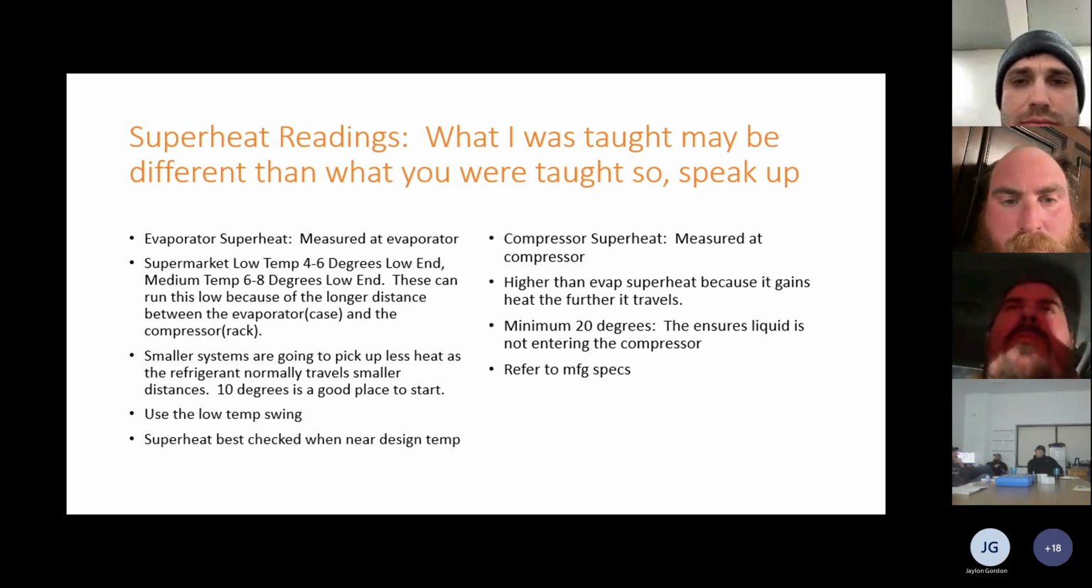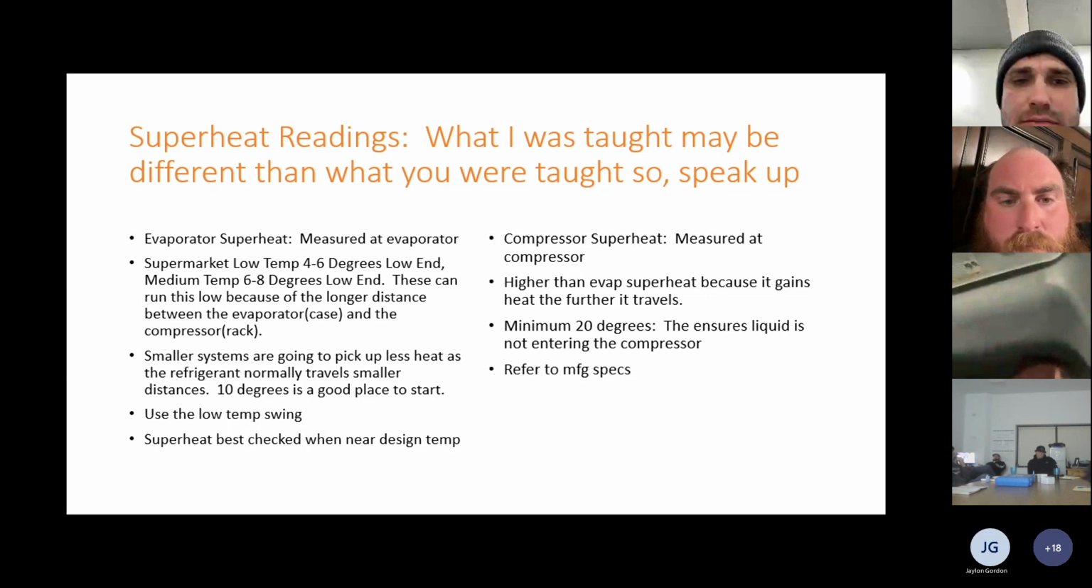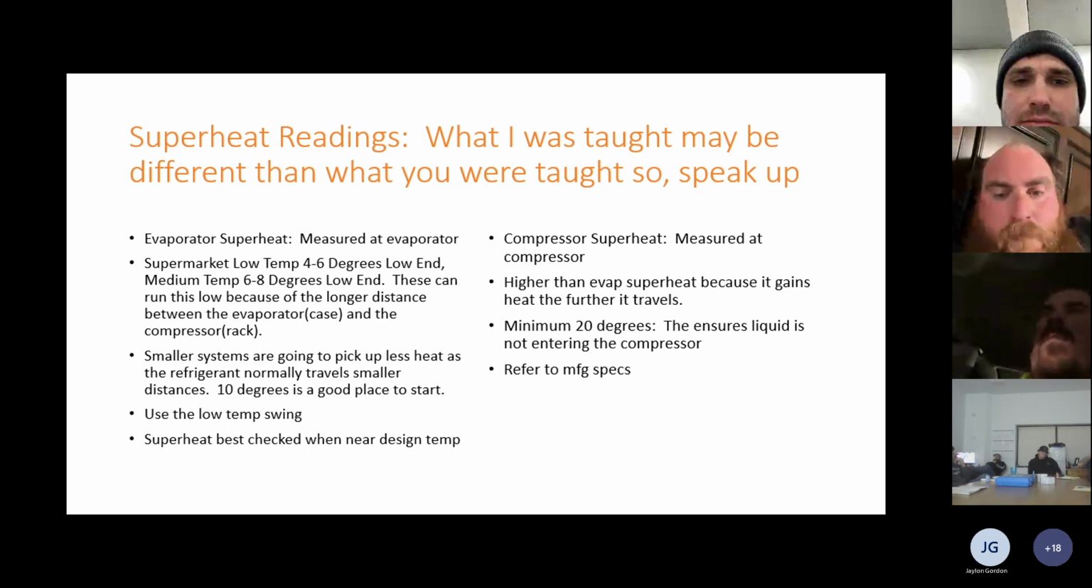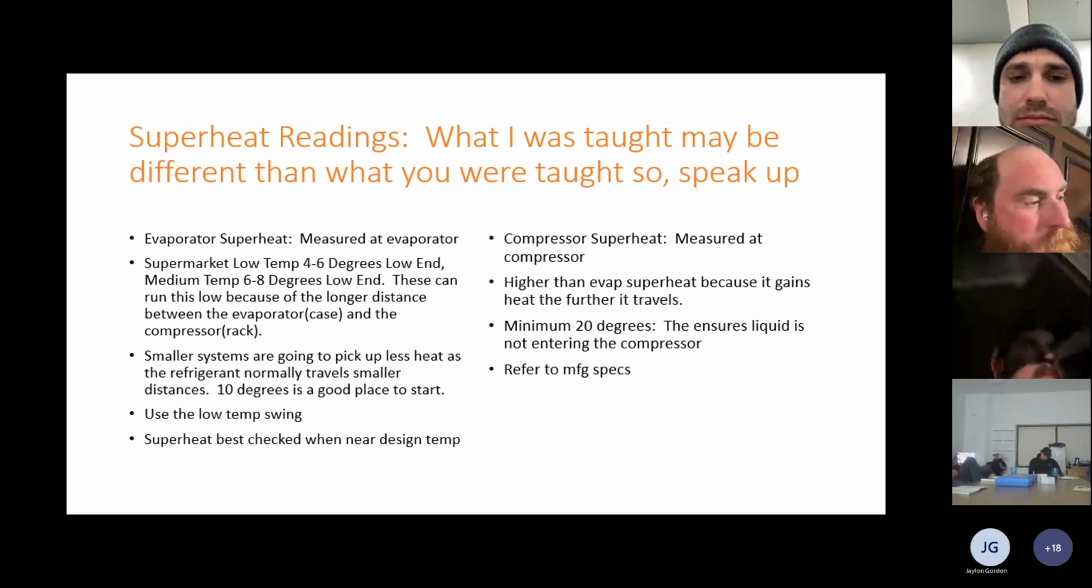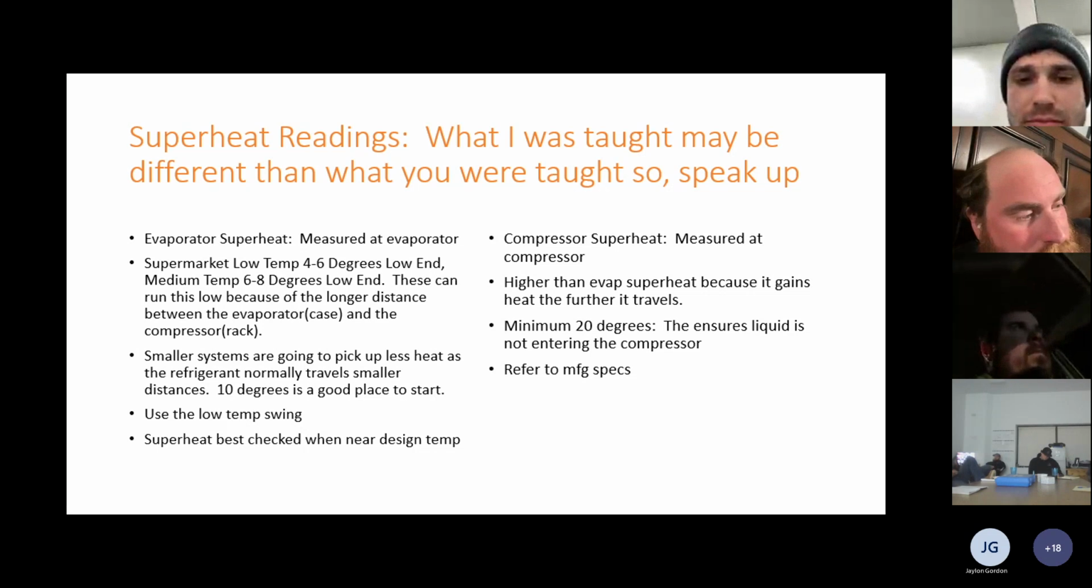Smaller systems are going to pick up less heat as the refrigerant normally travels a smaller distance. 10 degrees is a good place to start. We kind of went over low swing, mid swing, superheat when near design temp. Obviously, compressor superheat's higher than evap superheat. Minimum of 20 degrees of superheat.